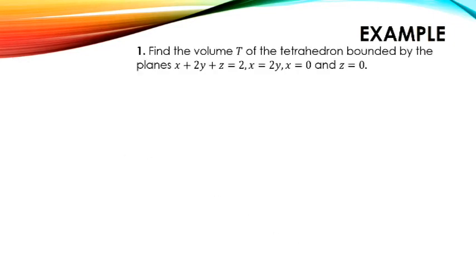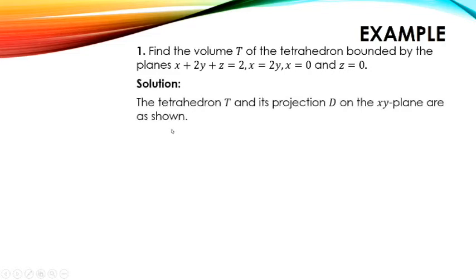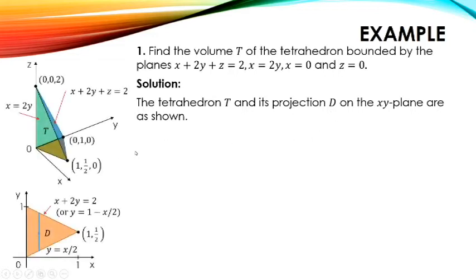Example. Find the volume of the tetrahedron T bounded by the planes x plus 2y plus z is equal to 2, x is equal to 2y, x is equal to 0, and z is equal to 0. Solution. The tetrahedron T and its projection D on the xy plane are shown. This is the same example we had in double integrals. The surface at the bottom is z is equal to 0. The one at the back is x is equal to 0. The surface in front is x is equal to 2y. And this face is x plus 2y plus z is equal to 2.